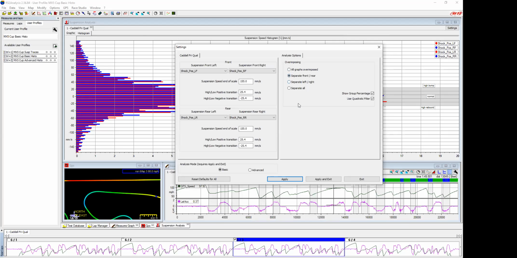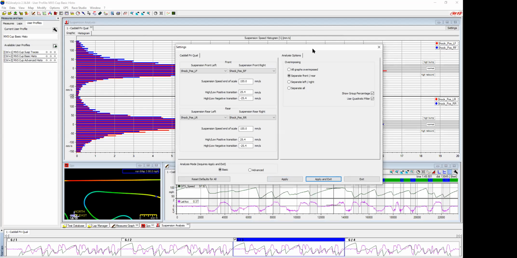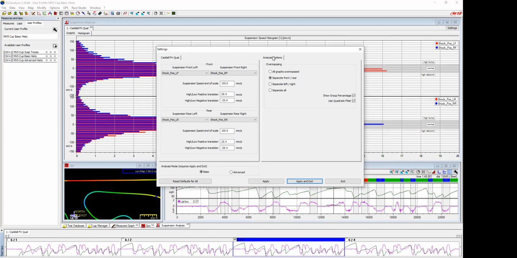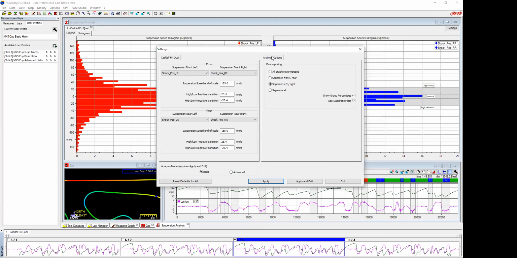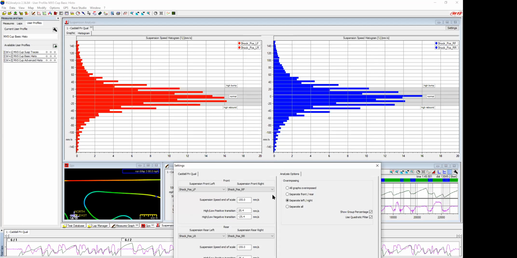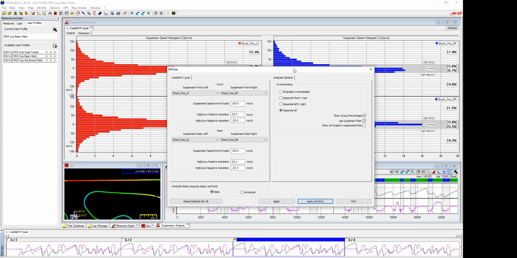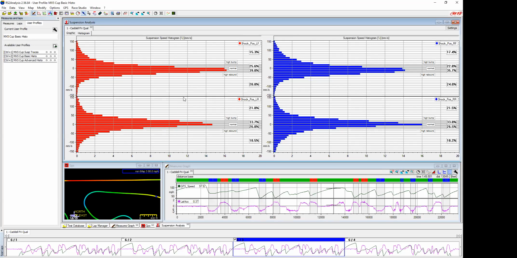You can separate the front from the rear, where now the 2 fronts are together and the 2 rears are together, if that's an option you like. Left sides on top of each other, right sides on top of each other. If that's something for you. I almost always just jump in here and use the separate all function, so I can see what the left front is, and it puts them in the corners that you would expect.